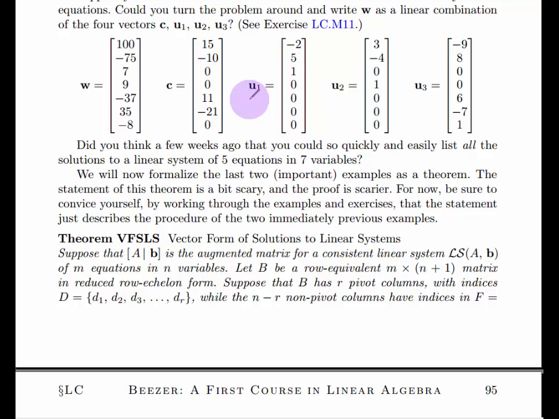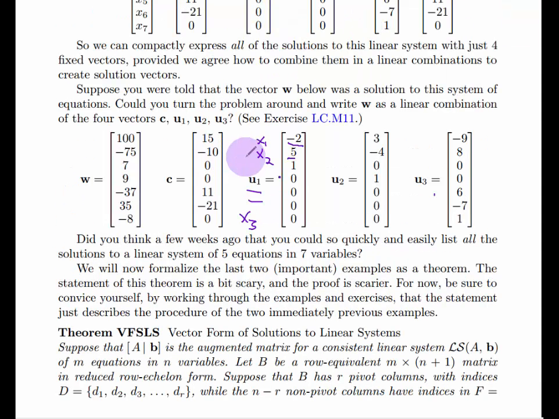Okay, so here is the vector that we ended up with. It's called u1, and it corresponded to the free variable x3. Look at what we have here: minus 2 in the first row corresponding to x1, 5 in the second row corresponding to x2, and the other two free variables were x5 and x6, so here we have a 0, and for x6 we have a 0 here. All right, seems like a magic trick.